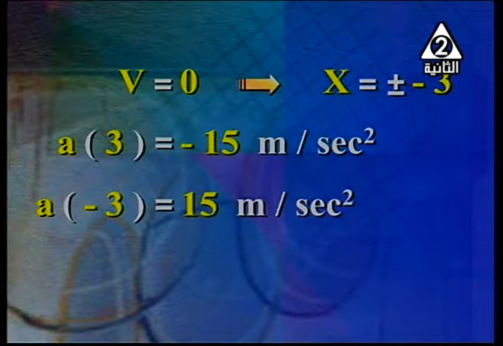We have two motions. The first, when a equals negative 15, is retardation or deceleration, but when x equals negative 3, a equals 15 meter per second squared, it is accelerated.